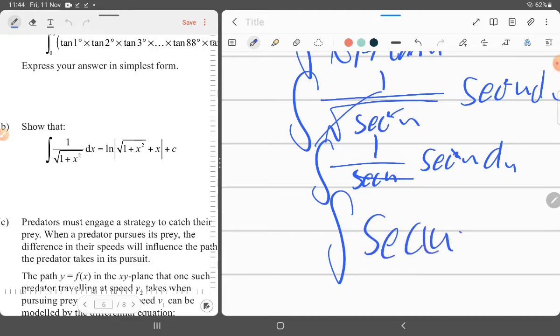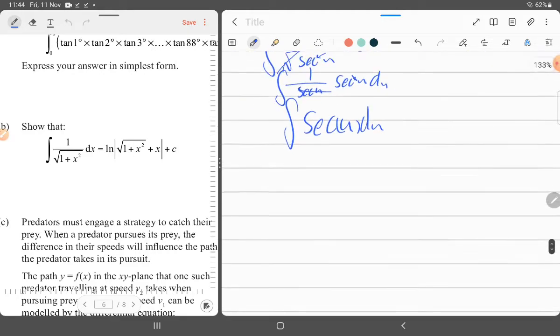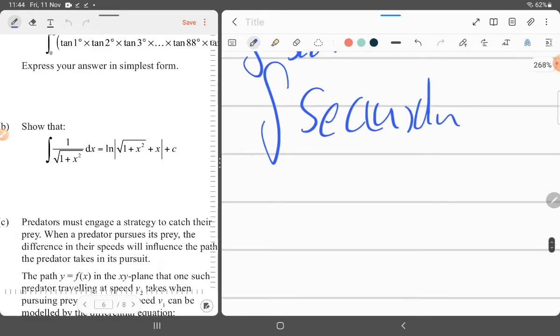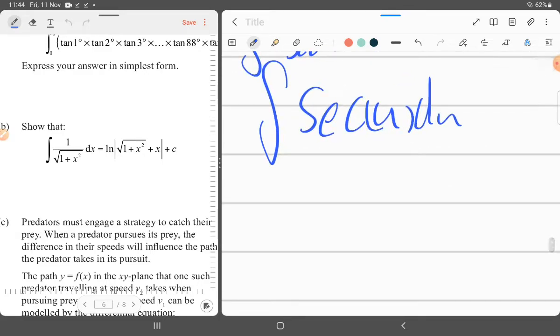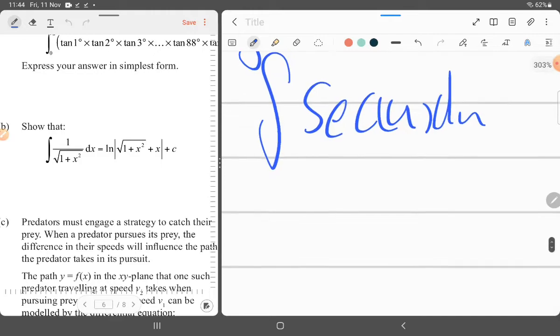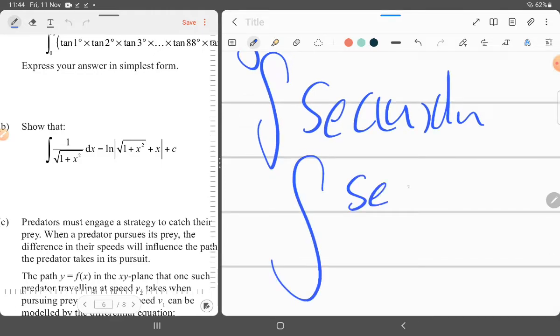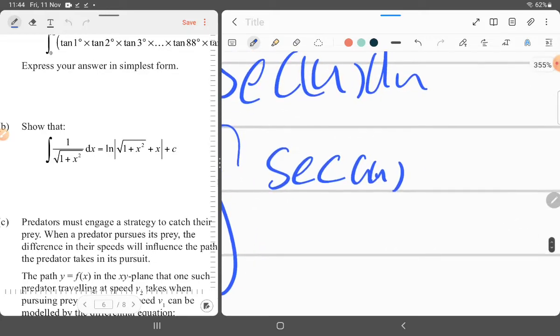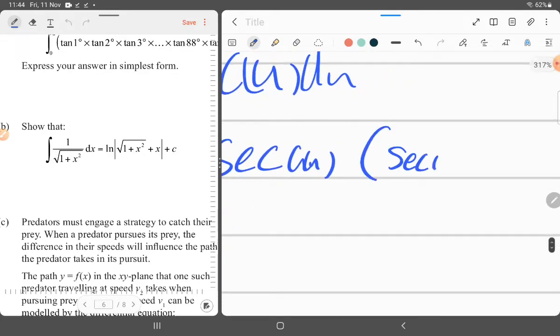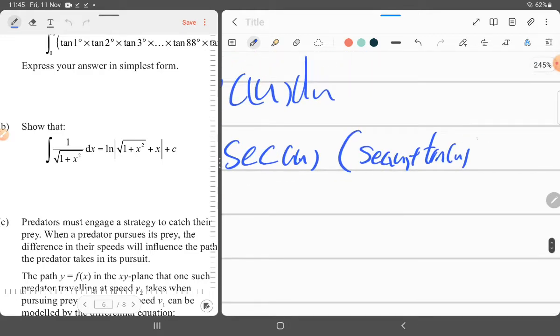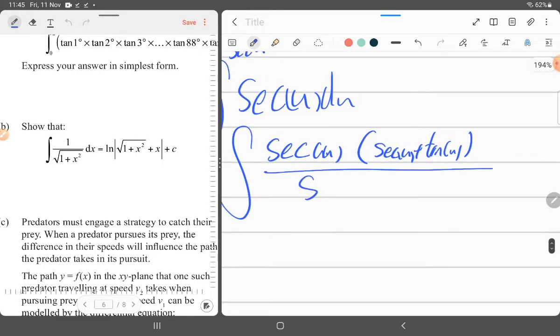Go of secant u du. Then integrating secant u is actually a pain. I don't understand how, so you have to either know it or look at the hints. I don't think anyone can come up with it. So what you do is you multiply secant u by secant u plus tan u, all over secant u plus tan u, du.